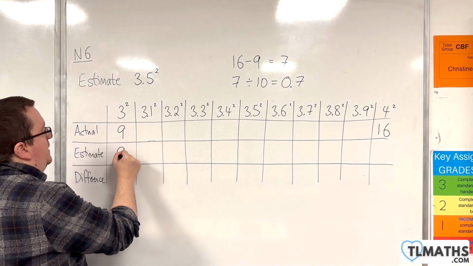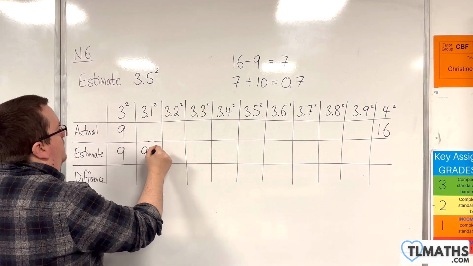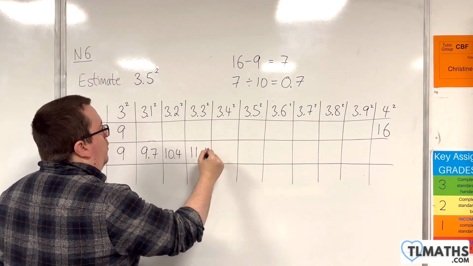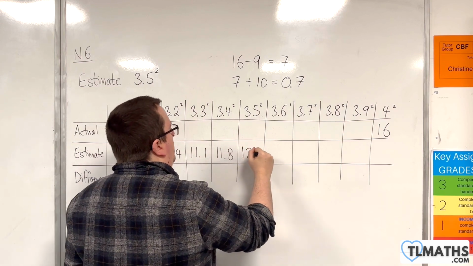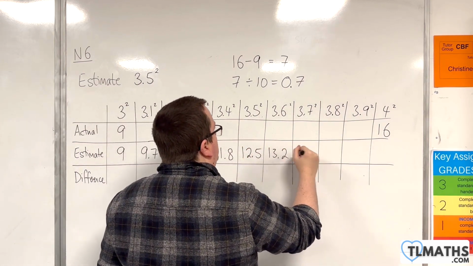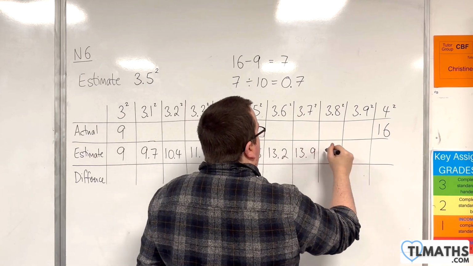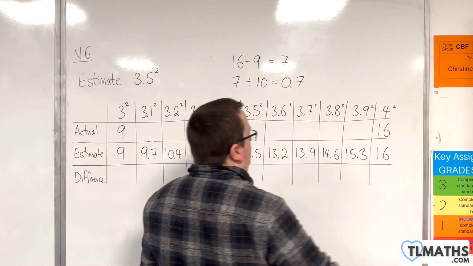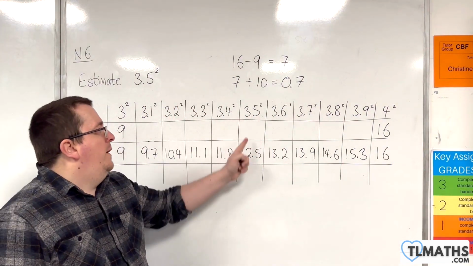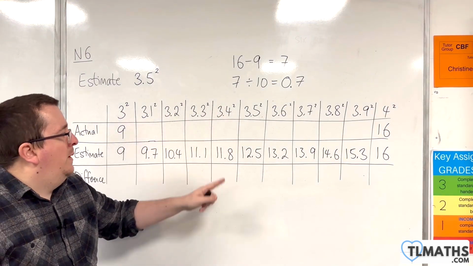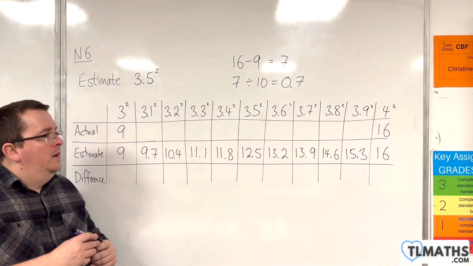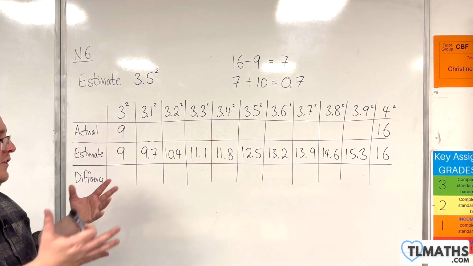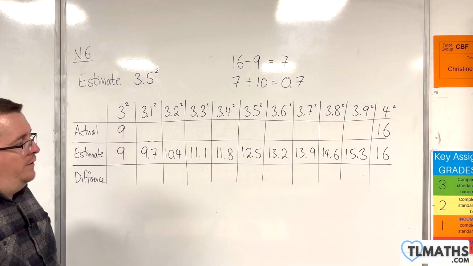So starting with 9, I could go, well, 9.7, then 10.4, then 11.1, 11.8, 12.5, 13.2, 13.9, 14.6, 15.3, and then I'm up to 16. So 3.5 squared is about 12.5, 3.4 squared is about 11.8. Well, let's see how far we are off using that method. And this seems like a perfectly good method.